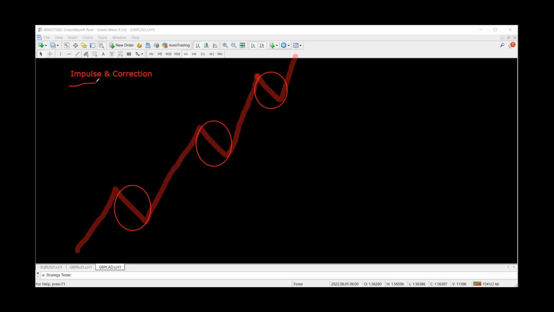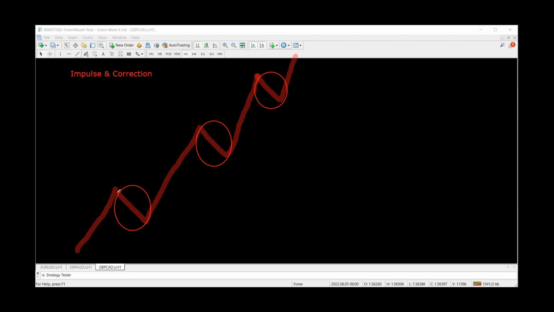We name the moves in the direction of the trend as impulse. This is an impulse. This is an impulse. This is an impulse. And this is an impulse because they move in the direction of the trend. So we call them impulse. So when I'm drawing all this next time, I will just say impulse. So you understand what that means now, right?